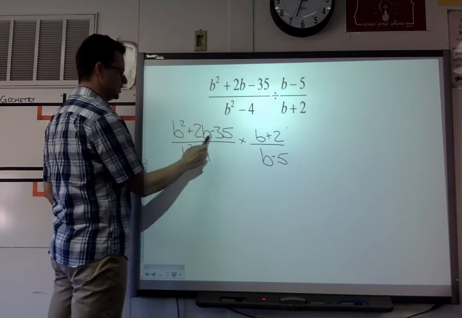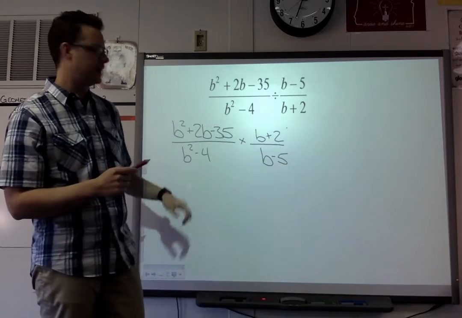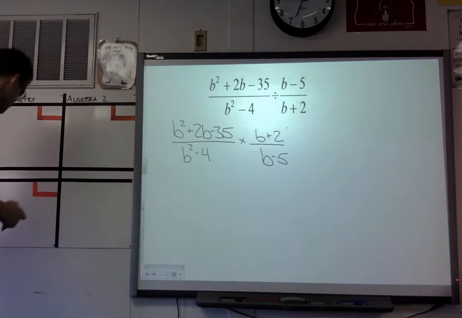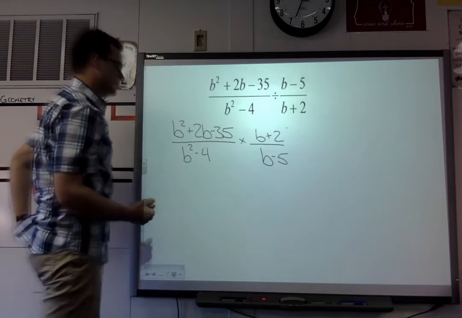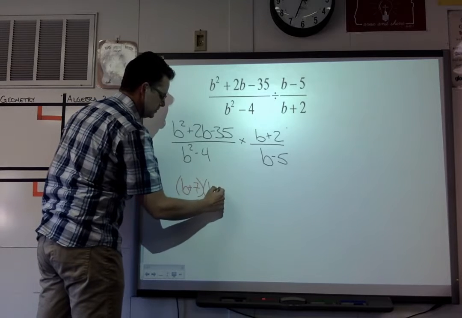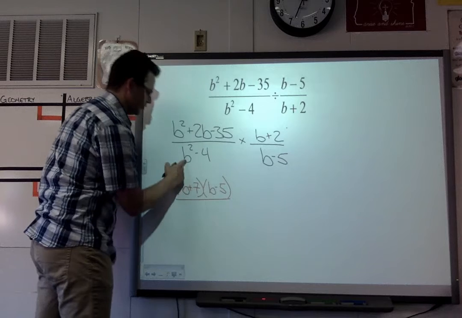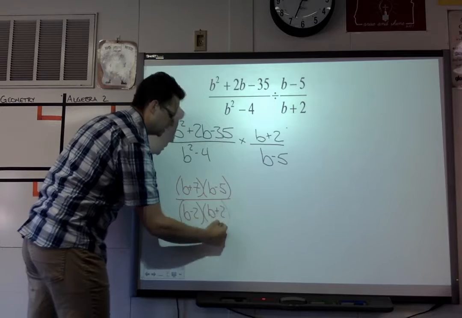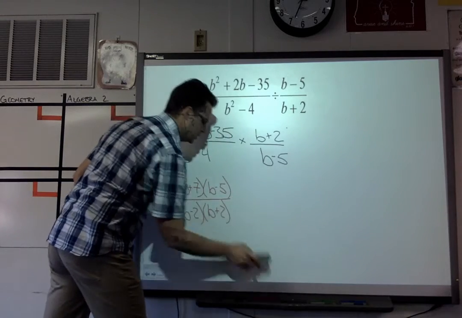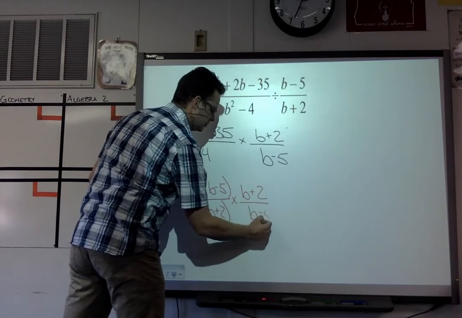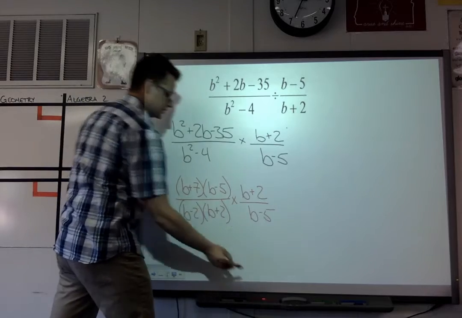So here, to factor this trinomial, two numbers that multiply to negative 35 and add to positive 2 would be 7 and negative 5. So I would have b plus 7 and b minus 5 over, I've got a difference of two squares here, so b minus 2 times b plus 2, multiplying by b plus 2 over b minus 5.